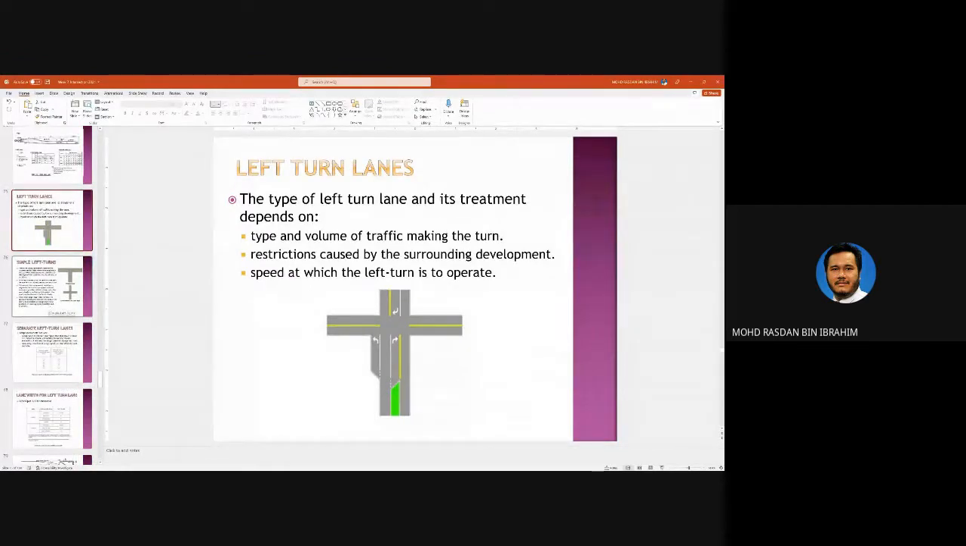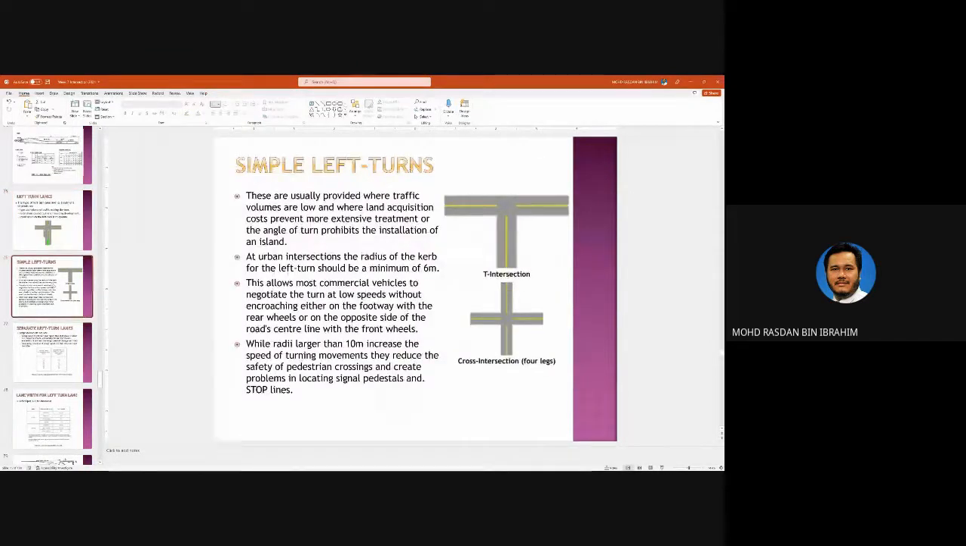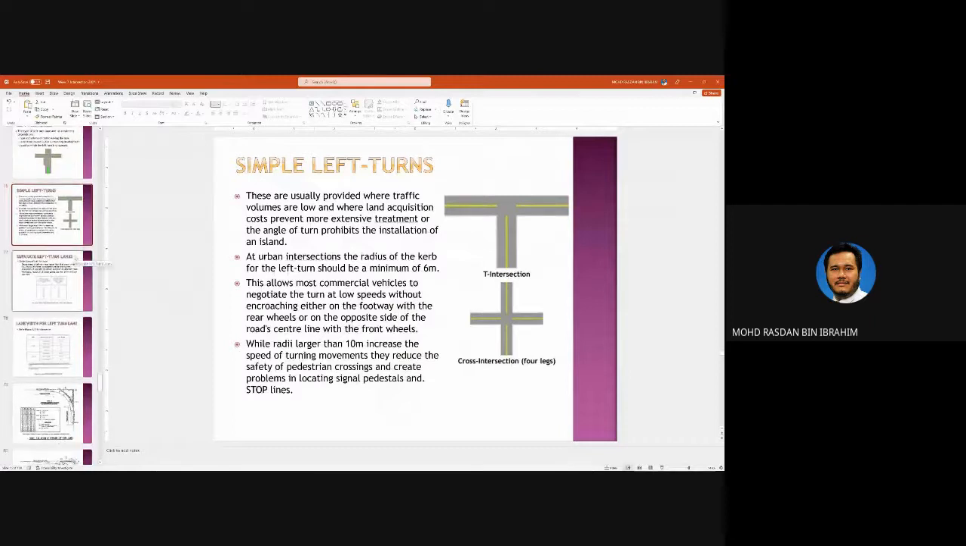Left turn lanes pula. The type of left turn lanes and treatment depend on the volume and type of traffic making the turn, the restrictions caused by surrounding development, and the speed at which the left turn is to operate. So we normally assume lah the left turning speed. You see afterwards. Why do we need to assume this speed? People left turn ni tak payah kot, boleh baca je lah.